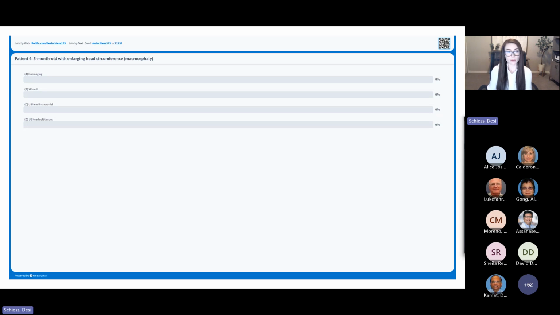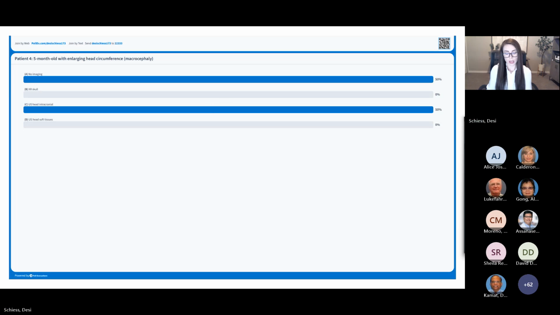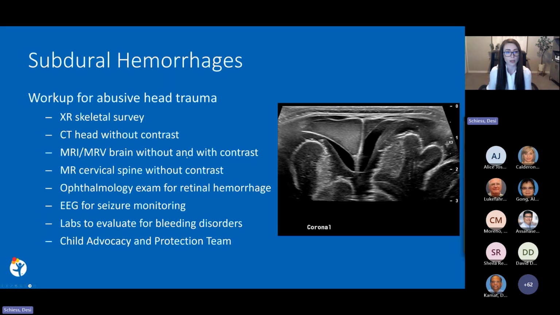This is a 5-month-old with enlarging head circumference or macrocephaly. What type of imaging would you like? No imaging, an X-ray of the skull, an ultrasound of the intracranial structures of the head, or an ultrasound of the soft tissues of the head. I see some going for no imaging and some going for the intracranial ultrasound, which is correct.